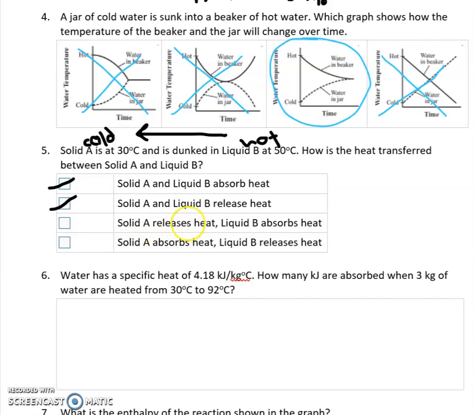Solid A releases heat, liquid B absorbs heat. Remember, the one that releases the heat has to be hot, the one that absorbs the heat has to be cold, since heat moves from hot to cold. So C is saying that solid A is giving out the heat into liquid B. So that is not correct. The only answer that is left is this one. That is the correct answer.